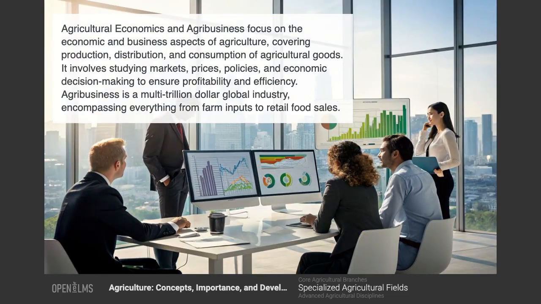Agricultural economics and agribusiness focus on the economic and business aspects of agriculture, covering production, distribution, and consumption of agricultural goods. It involves studying markets, prices, policies, and economic decision-making to ensure profitability and efficiency. Agribusiness is a multi-trillion-dollar global industry, encompassing everything from farm inputs to retail food sales.